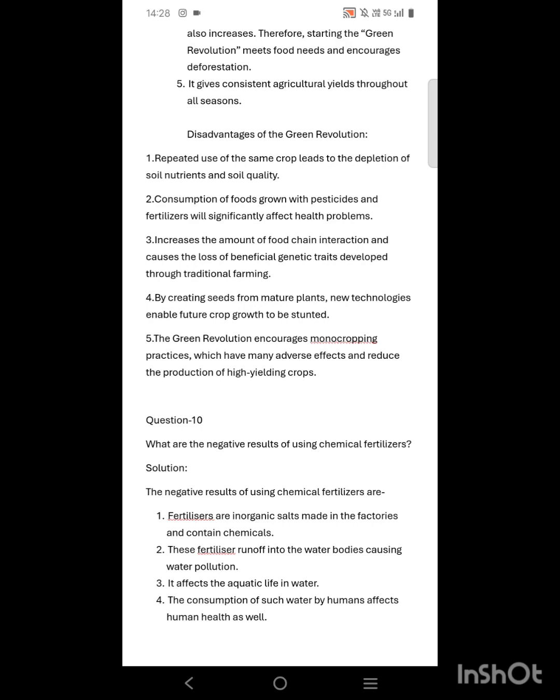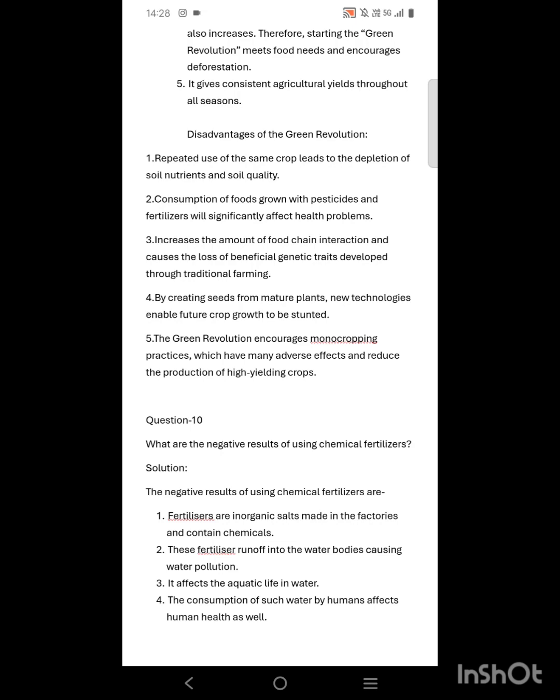Number 10. What are the negative results of using chemical fertilizer? The negative results of using chemical fertilizers are: fertilizers are inorganic salts made in the factories and contain chemicals. These fertilizers run off into the water bodies, causing water pollution. It affects the aquatic life in water. The consumption of such water by humans affects human health as well.